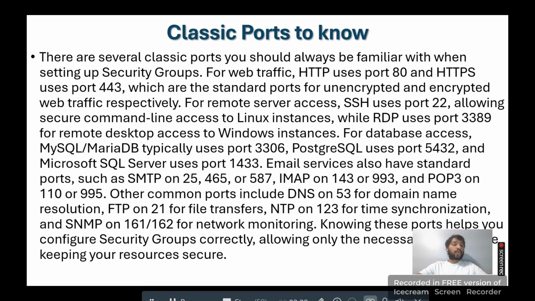Classic ports to know. There are several classic ports you should always be familiar with when setting up a security group. For web traffic, HTTP uses port 80 and HTTPS uses port 443, which are the standard ports for unencrypted and encrypted web traffic respectively. For remote server access, SSH uses port 22, allowing secure command line access to Linux instances, while RDP uses port 3389 for remote desktop access to Windows instances.